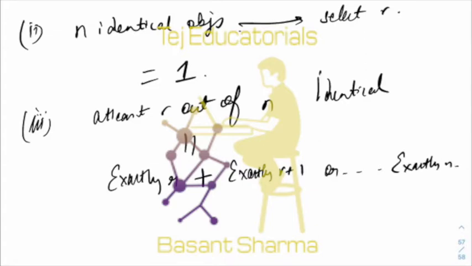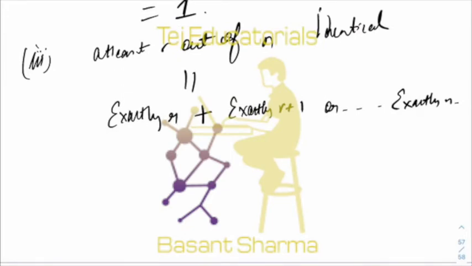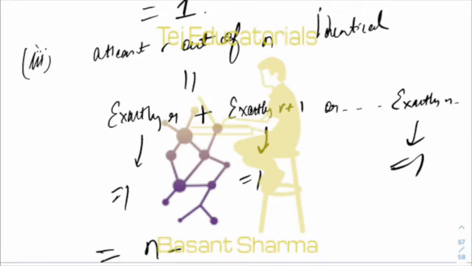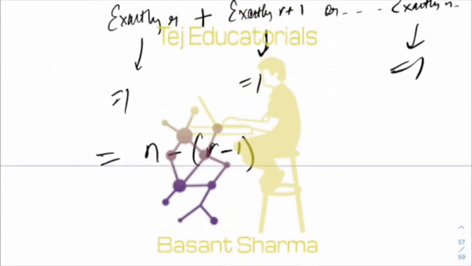Since all of these are mutually exclusive cases, we can add all of them together. So what are the number of ways of selecting exactly r objects out of n identical objects? That is equal to 1. Similarly, this is equal to 1 and this is equal to 1. So the total number of ways would be n minus r minus 1, and that is equal to n minus r plus 1.